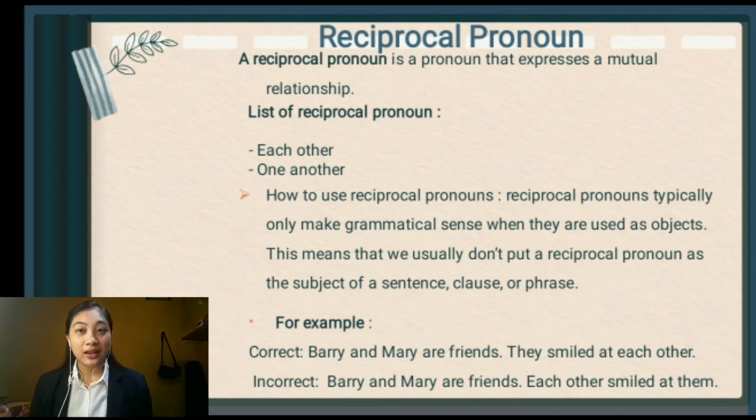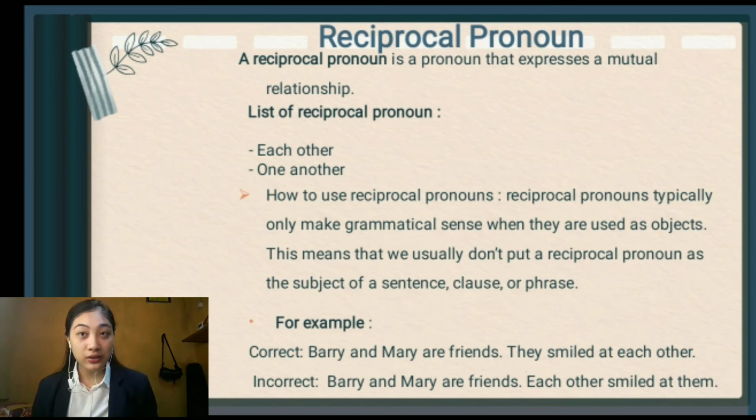So guys, this is the last pronoun. The last pronoun is the reciprocal pronoun. A reciprocal pronoun is a pronoun that expresses a mutual relationship. Putting it another way, a reciprocal pronoun refers to a situation where someone or something performs an action on others and receives the same action in return. The reciprocal pronouns are each other and one another.